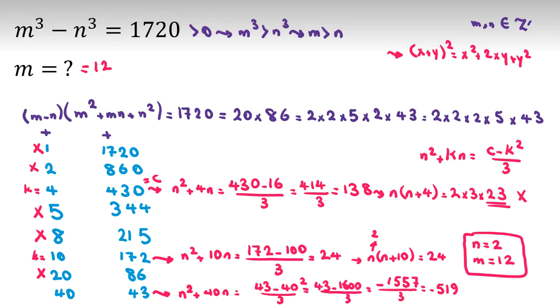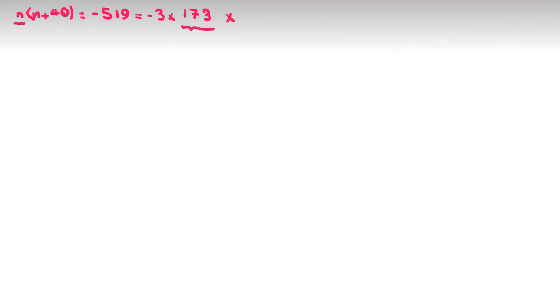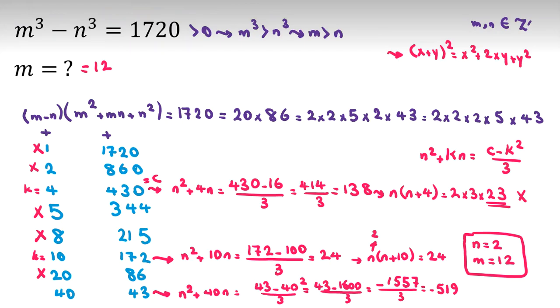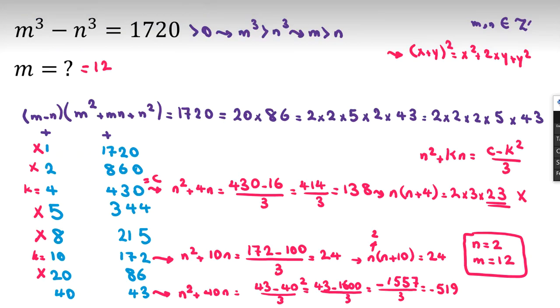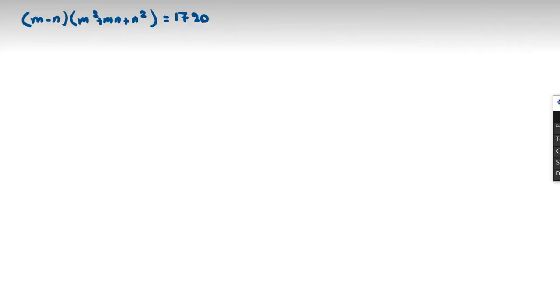Now, we consider these cases, but reverse of them. Let me erase this part that we've not reached. So, (m minus n) times (m squared plus mn plus n squared) equals 1720. And if you want to check the cases, 172 and 172 one, the first case, we switch.